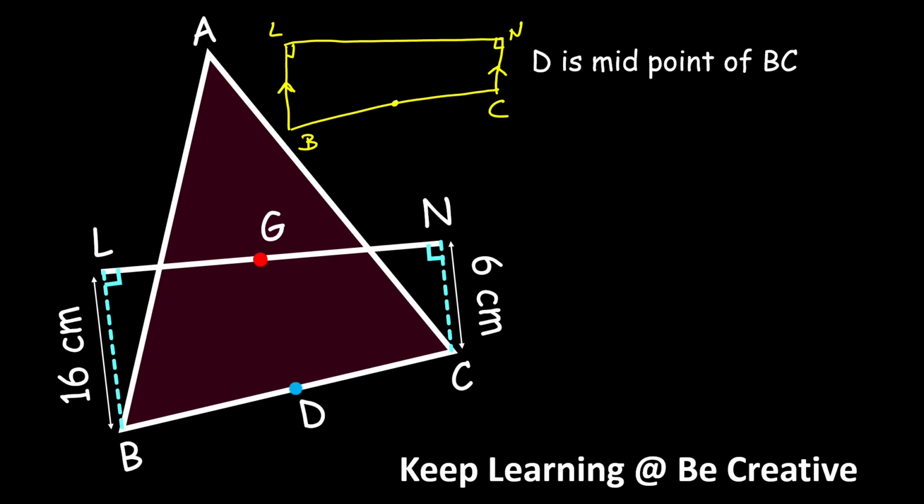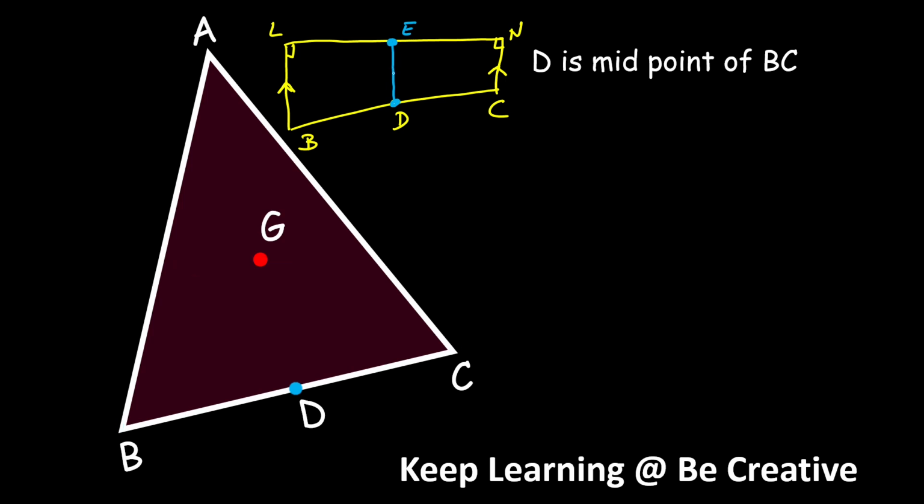Okay, now this is the point D, which is the midpoint of BC. Now it's the property of a trapezium. I hope you can identify this LNCB as a trapezium since one pair of opposite sides is parallel. And BC is the non-parallel side on which D is the midpoint. On LN, I will take the midpoint of LN as E. If I take this, then I know the property of the trapezium that this line ED will be parallel to LB and NC also.